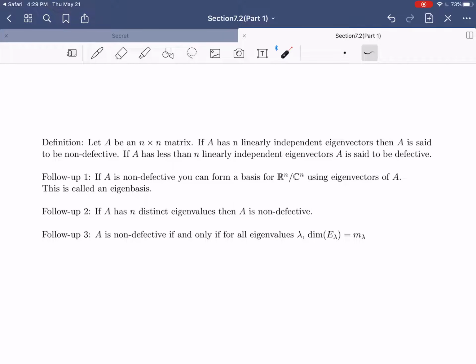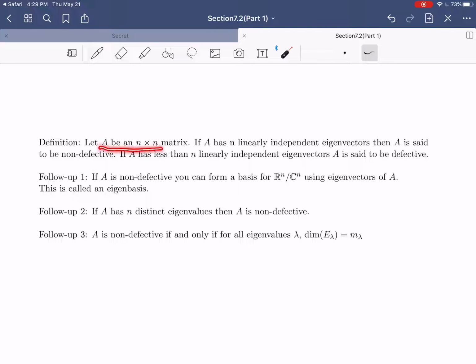So, as a final definition here, let A be an n by n matrix. If A has n linearly independent eigenvectors, then A is said to be non-defective. We actually briefly mentioned this terminology in our last video. So if the number of linearly independent eigenvectors matches the size of the matrix, then we call that matrix non-defective. If you have fewer than n linearly independent eigenvectors, then A is said to be defective.